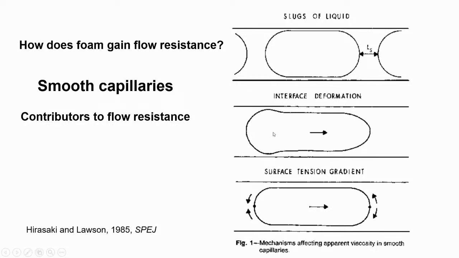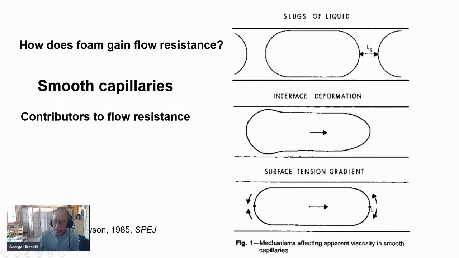And then you can calculate the analytical solution for the apparent viscosity as a result of just bubbles flowing in a capillary. Another factor is the surface tension gradient. When we have foam, we have surfactant solutions. Surfactant adsorbs at the gas-water interface, and then if you have a bubble that's traveling in this direction, there are two stagnation points, the front stagnation point and the back stagnation point.